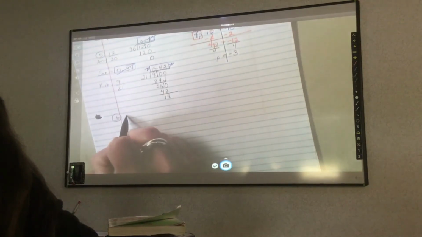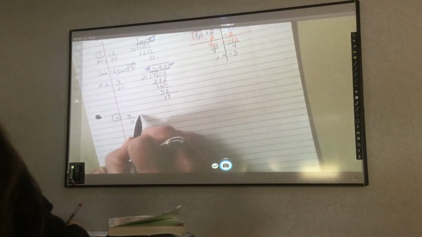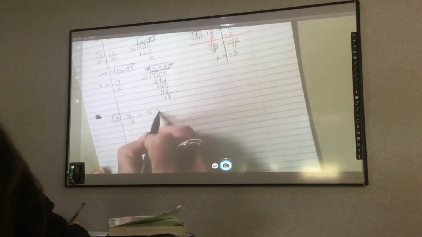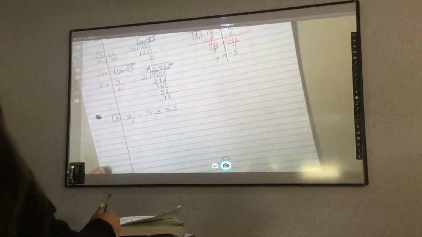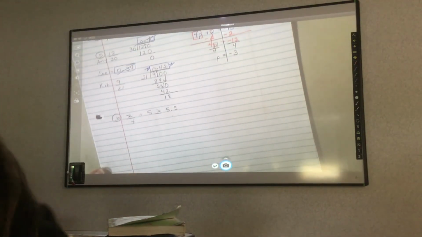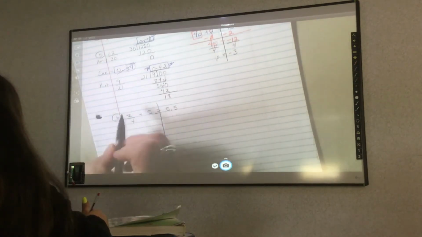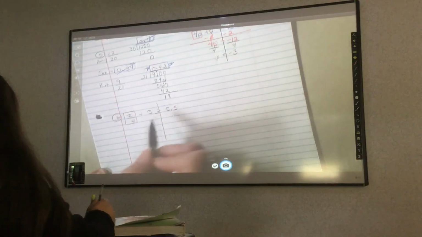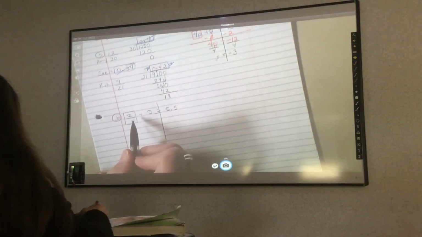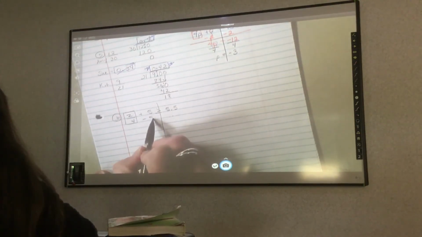So for number 6, I have z divided by 4, or z over 4, plus 5 is greater than or equal to 5.5. So draw my line. Box up my z. I don't want to use him yet. I don't have any other z's to combine it to. So now I can do what? I'm going to subtract 5 from both sides.